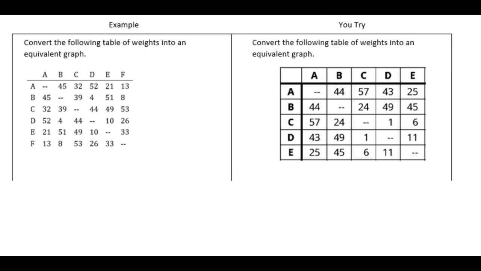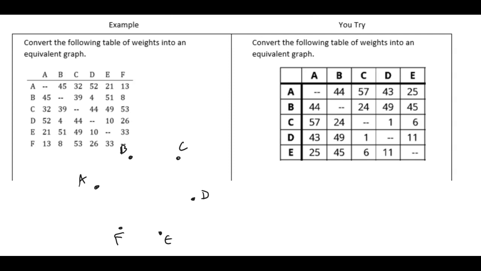Let's take a look at converting from a table of weights into an equivalent graph. So on the left we have A, B, C, D, E, F. We have 6 vertices. So let me put these in order. Doesn't really matter the order you use, but this is essentially a hexagon. Let me call this A and B, C, D, E, and F.